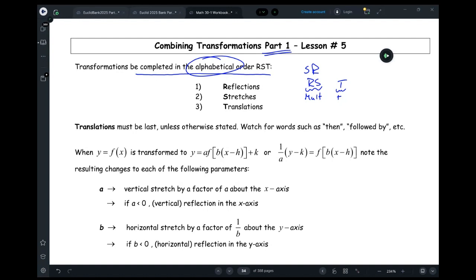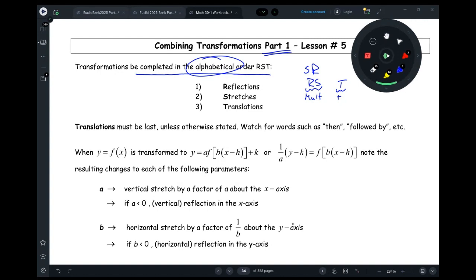But I'll add to this that we mean this order for each direction, so the vertical transformations and the horizontal transformations. I can do a horizontal translation before I do a vertical stretch. That's not going to cause a problem. It's when they're in the same direction. Anyway, when you're doing problems here, translation should be last unless otherwise stated. So you have to watch for words like "then" and "followed by" in the question so that you can follow what they're telling you to do correctly.